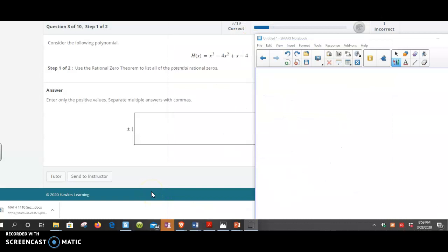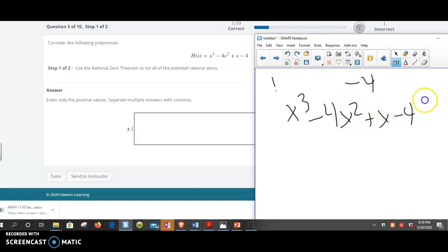So the potential rational zeros of this problem are going to be the factors of a0, which in this case is -4, over the factors of an, which is 1, okay? So remember that when we have x cubed minus 4x squared plus x minus 4, this is a0 and this is an.